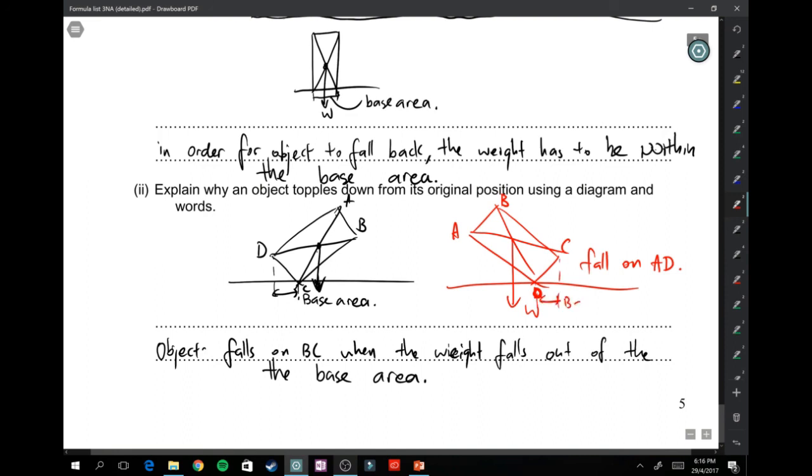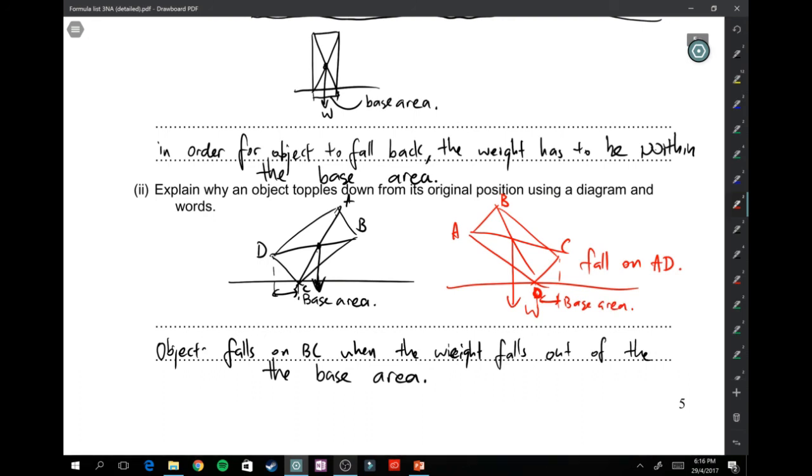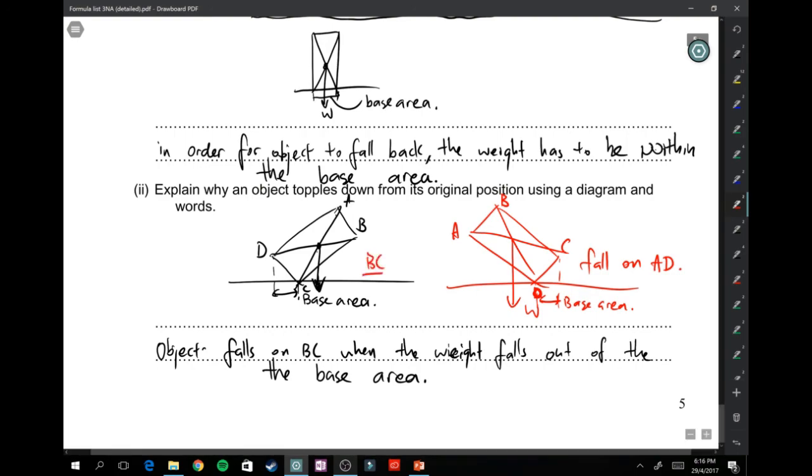Okay, so whoever is marking will understand what you're talking about when you say fall, and where it is falling. Is it falling on, in this case, BC, or is it falling on AD? Alright, and that will be all.